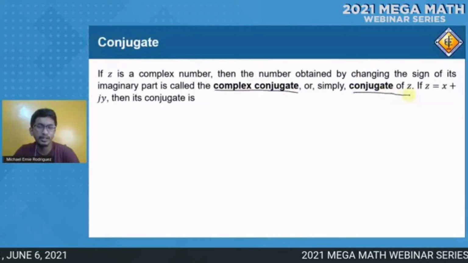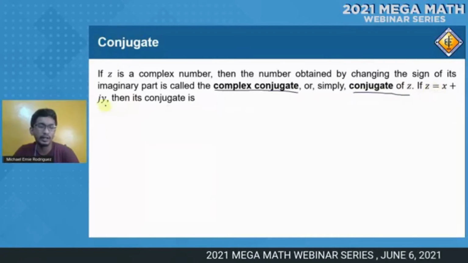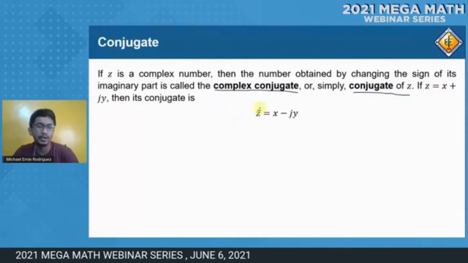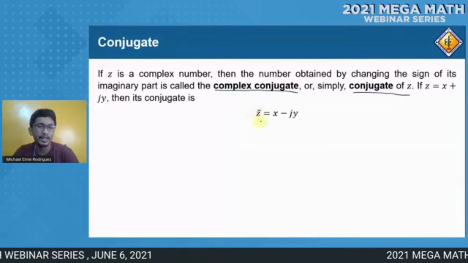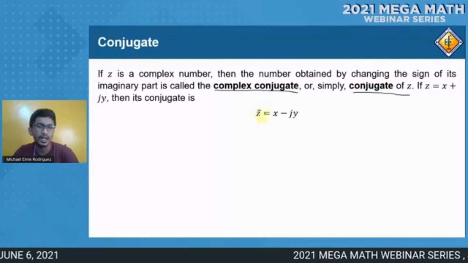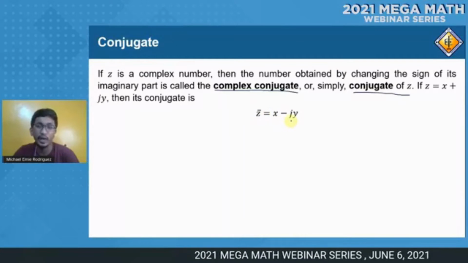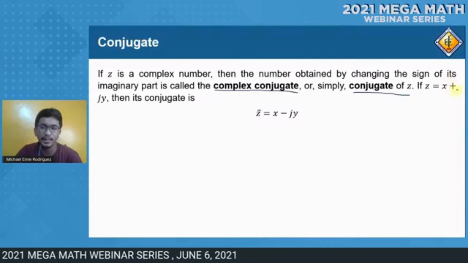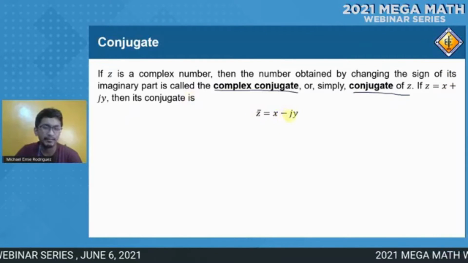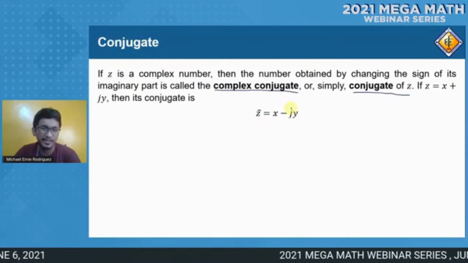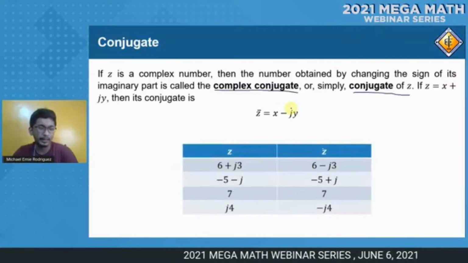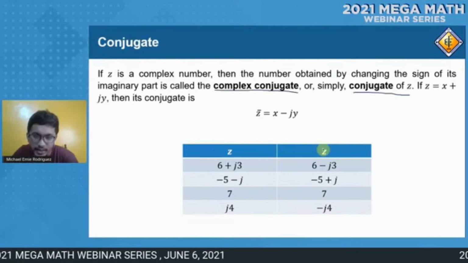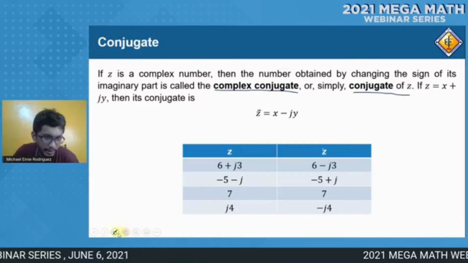If your Z is equal to X plus JY, then yung conjugate nun, we have your Z bar. So this is yung nagre-represent for a conjugate. So we have Z bar that is equal to X minus JY. So papalitan lang natin yung sign ng imaginary part. So from positive, naging negative. Or from plus, naging minus. Okay? So may example ako dito, papakita. This is Z, and then, this is Z bar. Hindi ko alam kung bakit hindi nasama yung bar.